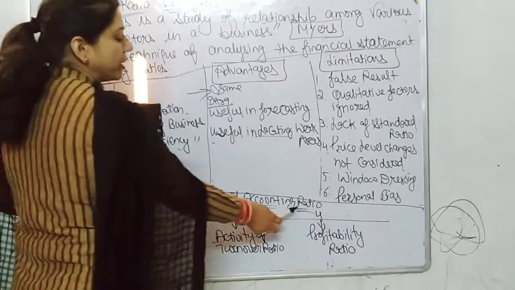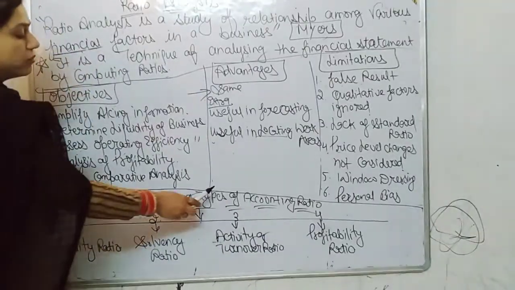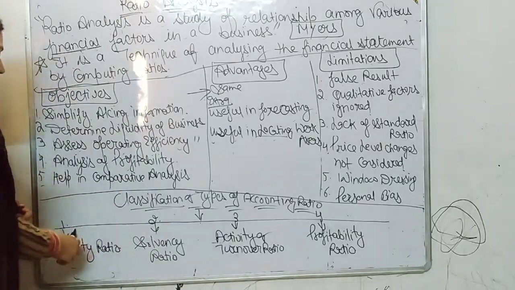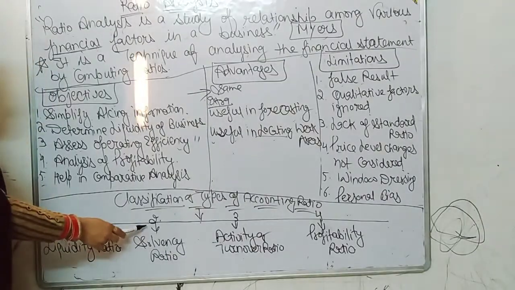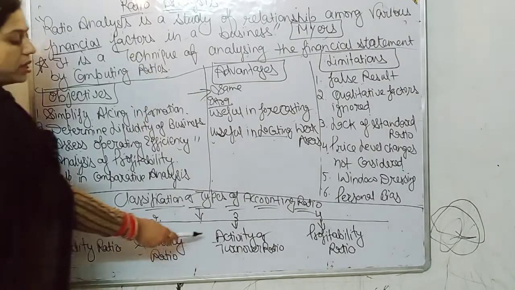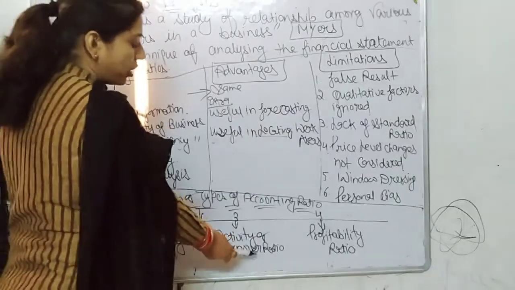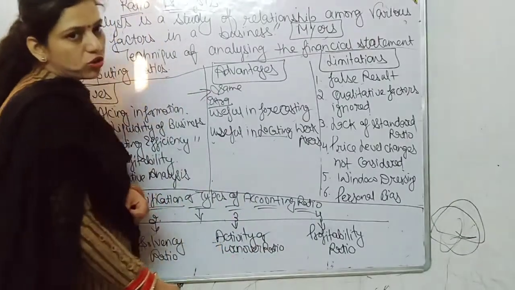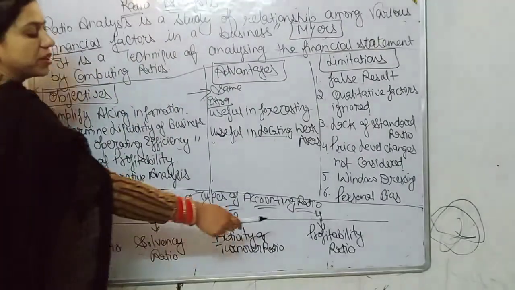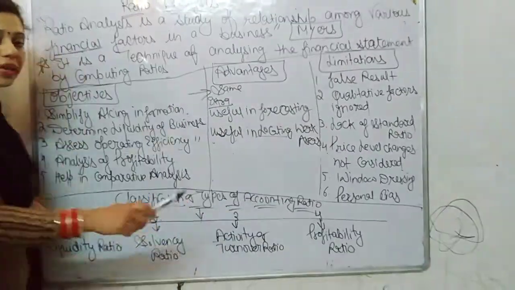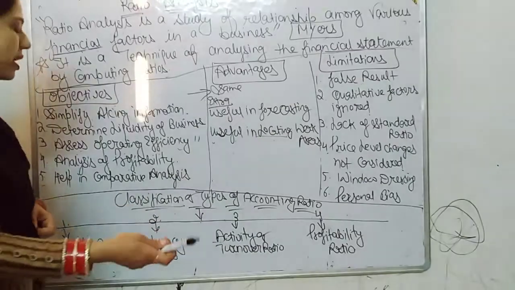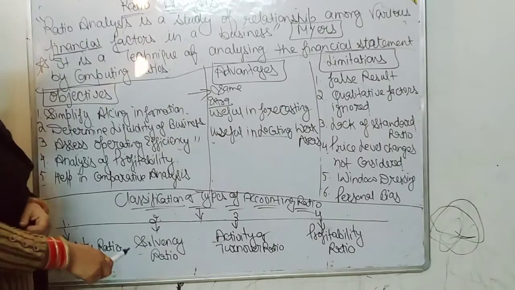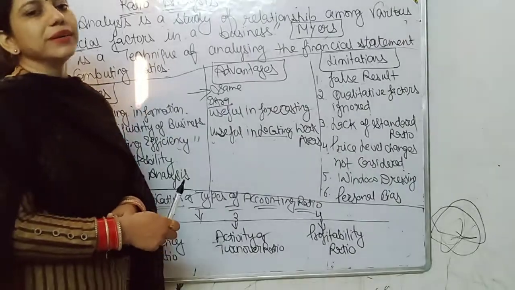Classification or types of accounting ratio. We will discuss in this chapter 4 types of ratio. First is liquidity ratio. Second one is solvency ratio. Third one is activity or turnover ratio. And the last one is profitability ratios. We will discuss these ratios one by one. So in the next video, I am going to start our first ratio, what is liquidity ratio and how it is computed. Thank you.